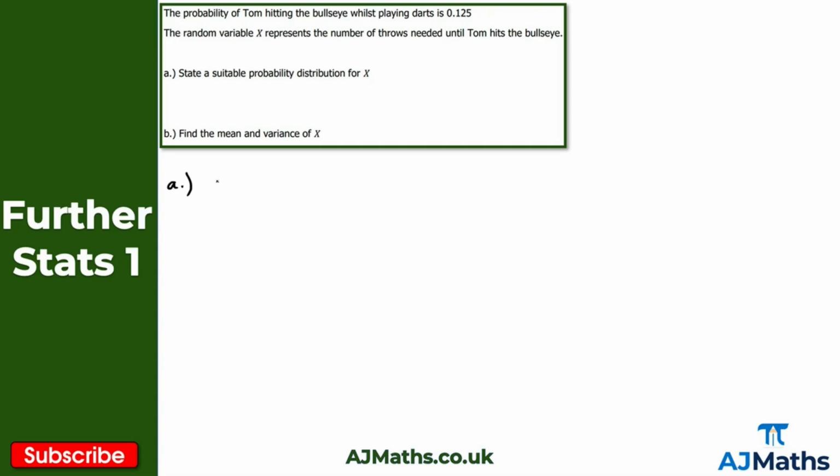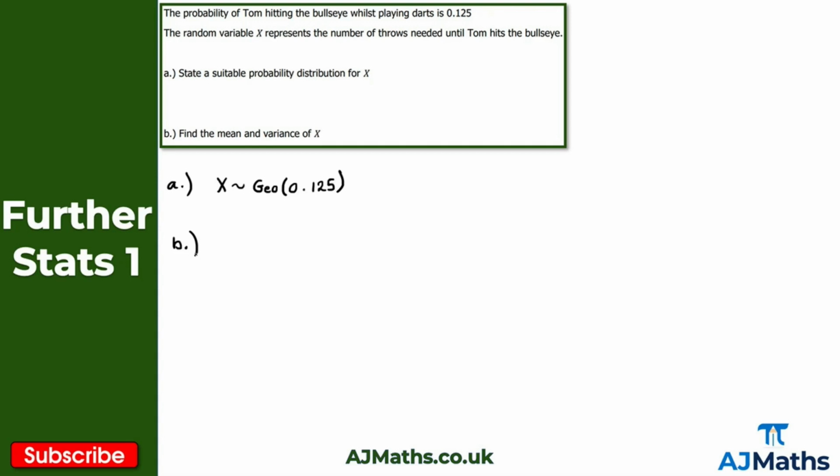Let's just write that down to begin with. X follows a geometric distribution. So all that's left to do here now is just state the value of the parameter p. So because we're looking at the number of throws needed until Tom hits the bullseye, but we do already know the probability of Tom hitting the bullseye. That probability is 0.125. So my parameter p here is simply that value. It's 0.125. Okay, so we just put that down here, 0.125 there. Okay, and there we have it. So that's the solution to A. That's our suitable probability distribution there for X. Moving on to B now.